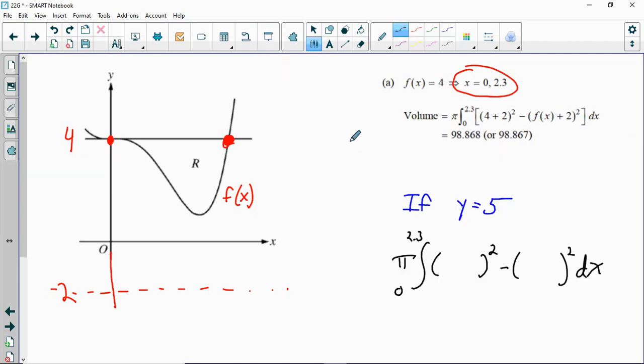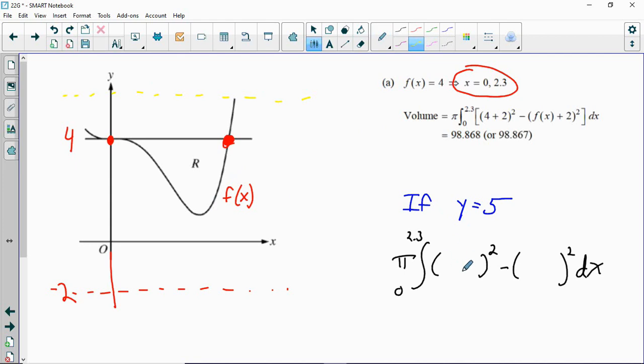Let's change this thing around for a second now. What if we were revolving around the line y equals 5? So now that's going to be a line that's actually up here. What are our two functions going to be? Well, now instead of thinking about the top function minus the bottom function, the way we want to really conceive of this is we want to take the function that is farthest away from the axis and put that in here first.